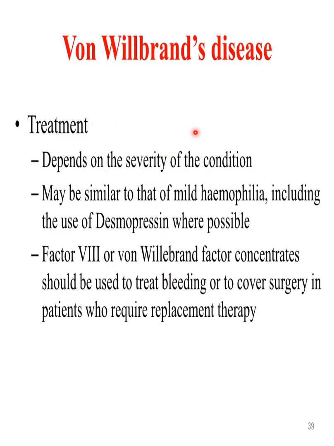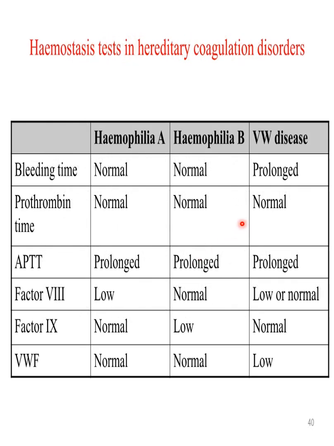The treatment basically depends on the severity of the condition, and in mild to moderate varieties, nasal desmopressin is helpful, and in severe cases factor VIII and von Willebrand factor have to be transfused. This is a chart whereby you can draw a comparison, compare and contrast between hemophilia A, B and von Willebrand disease.